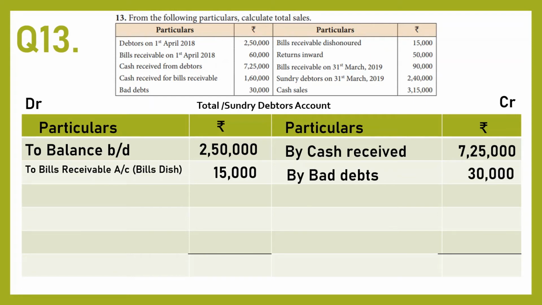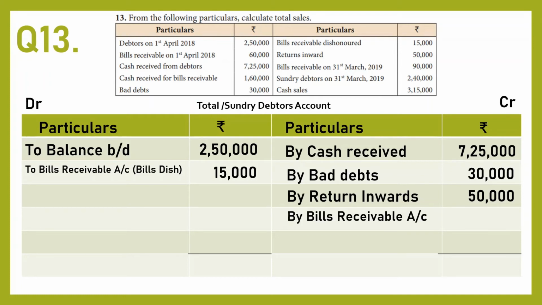So what are the other items? Returns inward. So I think I mentioned to you, returns inwards always means it is a sales return, so that will be a credit item. Returns inwards is 50,000. And then what else we have? So bills receivable account, if you recollect, we have arrived at a figure of 2,05,000 in the previous account. So that we will bring it here. Bills receivable account 2,05,000, and this gives us balance carry down of 2.4 lakhs, which is given in the problem.